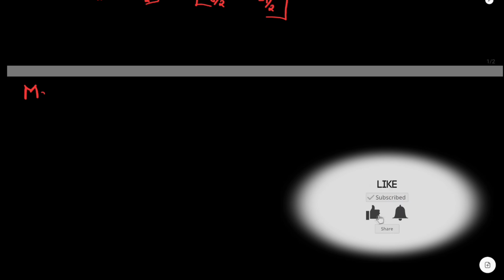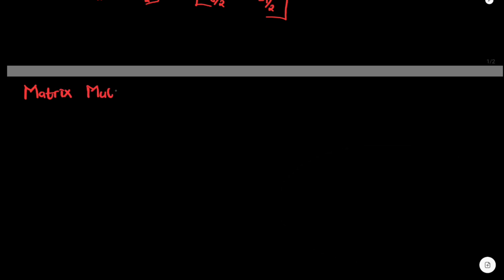Now let us go to matrix multiplication. Matrix multiplication is multiplying a matrix by another matrix. It is the most important operation because it's used in almost every part of matrices. So if you understand matrix multiplication, then you can be rest assured that the other parts will not be as difficult.